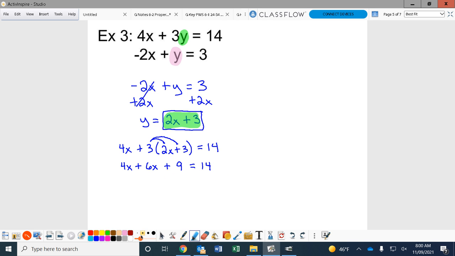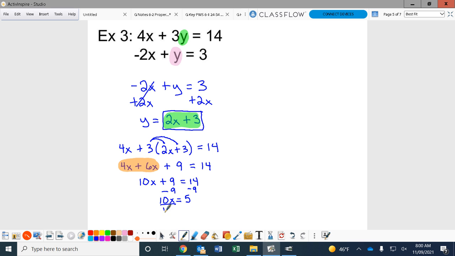You're going to combine like terms. Your like terms are going to be right here at this 4x and this 6x. That's going to give you a total of 10x plus 9 is equal to 14. We've got to isolate that variable, so we minus 9 minus 9. It's going to give us 10x is equal to 5.